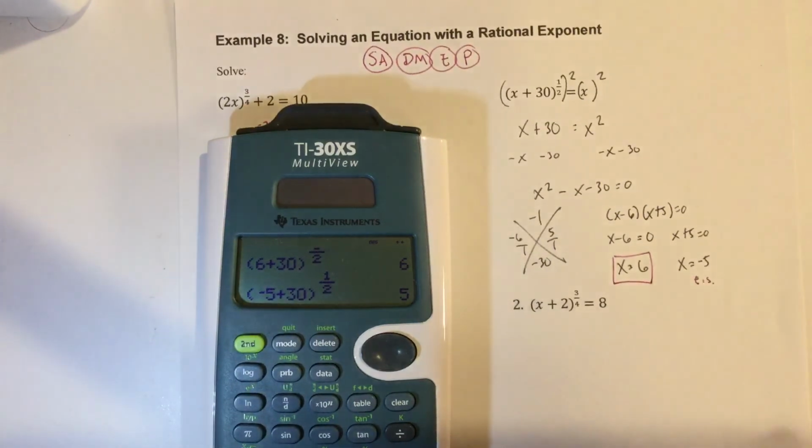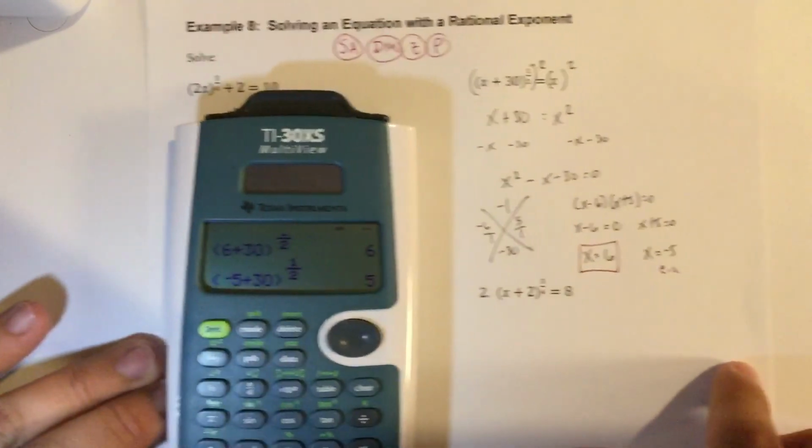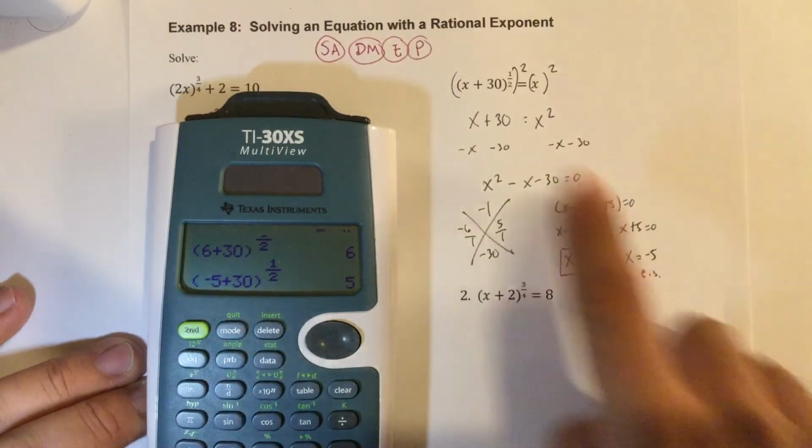That is an extraneous solution right there. Oh, sorry, let me move this over a tad bit. There you go. So you can see it's an extraneous solution because negative 5, when you plug it in, does not work.